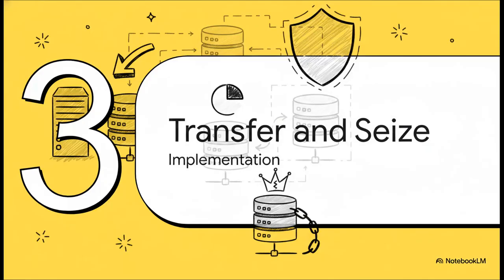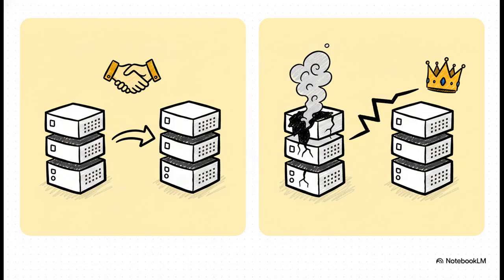Section 3, Implementation. Let's talk about transferring and seizing roles, which is a mandatory skill for any architect. Okay, the absolutely crucial takeaway here is understanding the stark difference between transferring and seizing. A transfer is a graceful, highly coordinated handshake between two healthy online servers. A seizure, on the other hand, is a forced, unilateral, hostile takeover during a catastrophic disaster where the original role holder is completely, permanently dead.